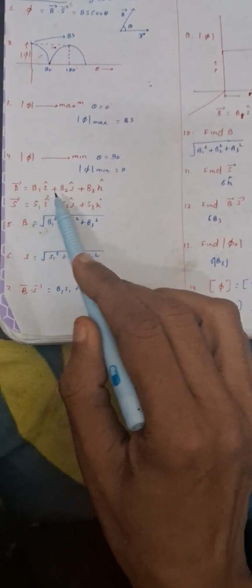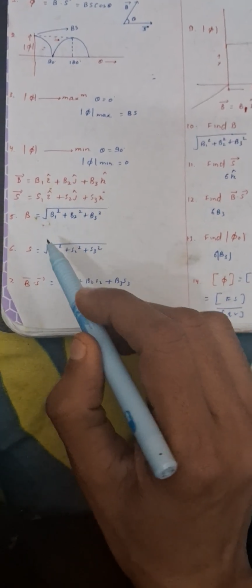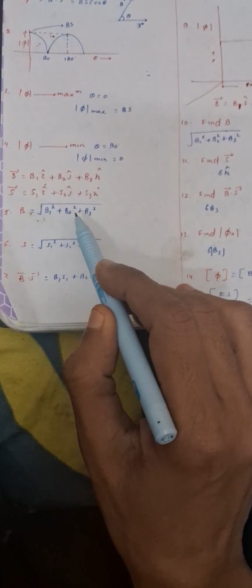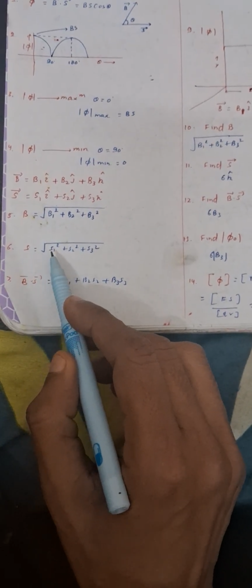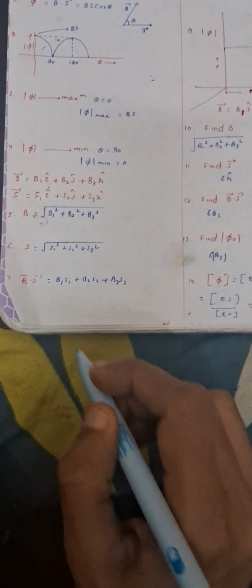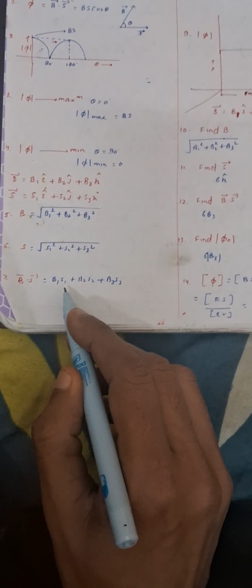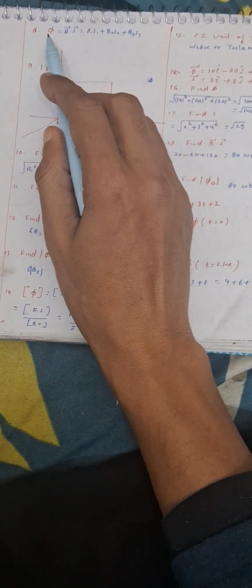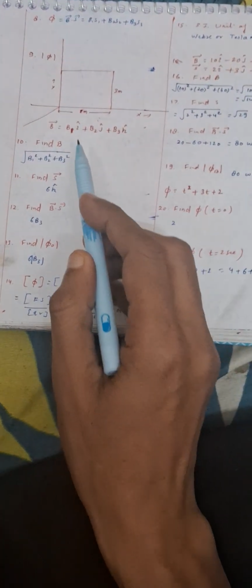Next, vector B is B1 i plus B2 j plus B3 k. S vector is S1 i plus S2 j plus S3 k. So the magnitude of the magnetic field is root under B1 square plus B2 square plus B3 square. Magnitude of area is root under S1 square plus S2 square plus S3 square. Next, B dot S, using the dot product rule, is B1 S1 plus B2 S2 plus B3 S3. Next is flux. Flux is equal to B dot S, so it will be B1 S1 plus B2 S2 plus B3 S3.